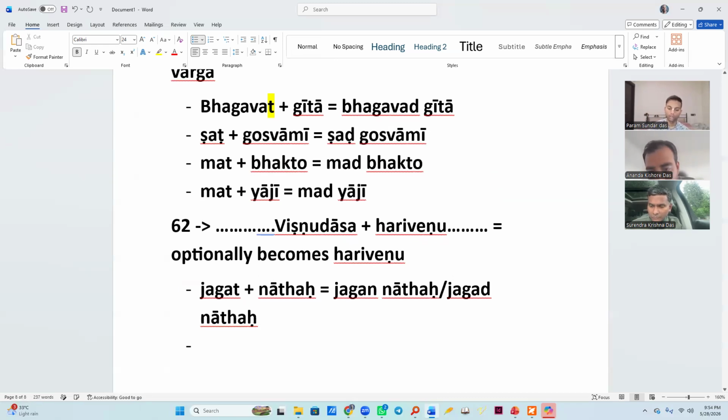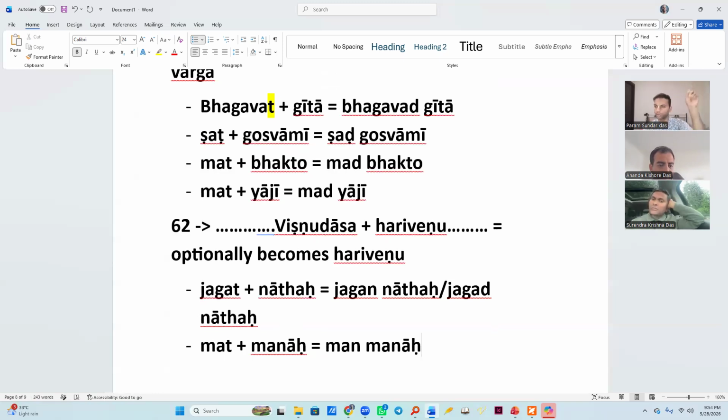Manmana, Bhavamat Bhakto. So mat, mana. So here, ta, Vishnu Dasa, followed by Harivenu. So Vishnu Dasa optionally becomes Harivenu of its own varga. So that is ta, tha, da, dha, na. So Manmana Bhavamat Bhakto, and optionally, Man Mana. Both are correct. Again, very common Sandhi.